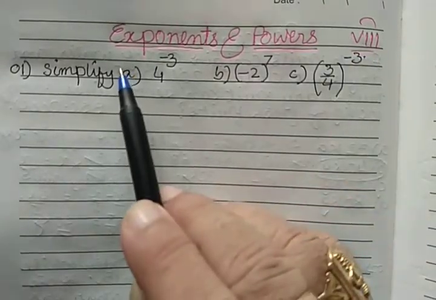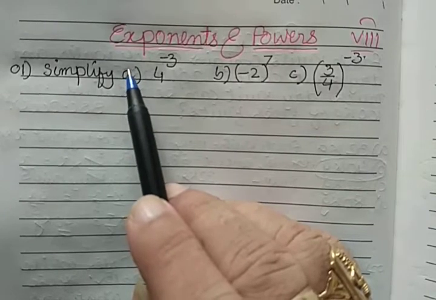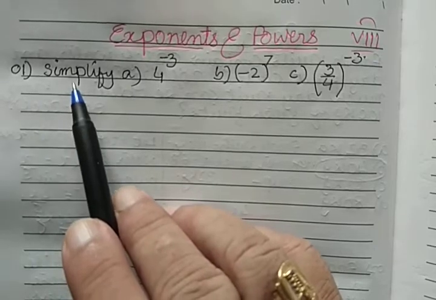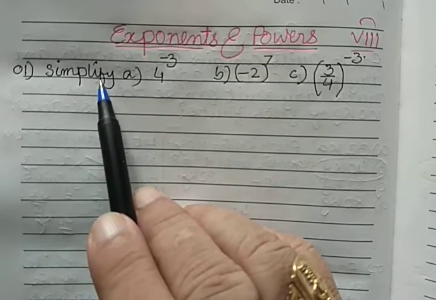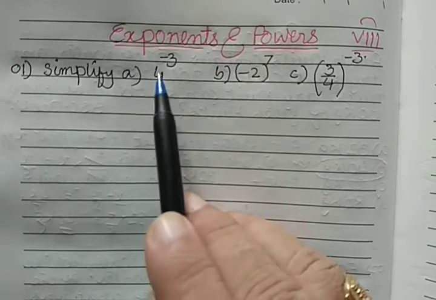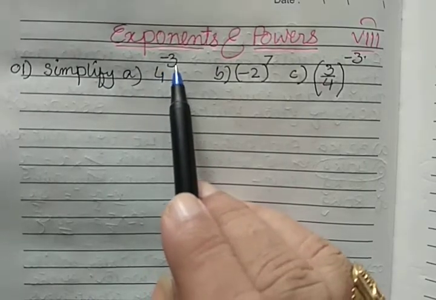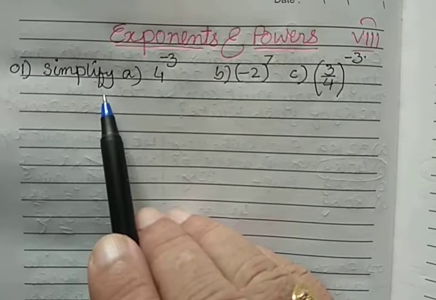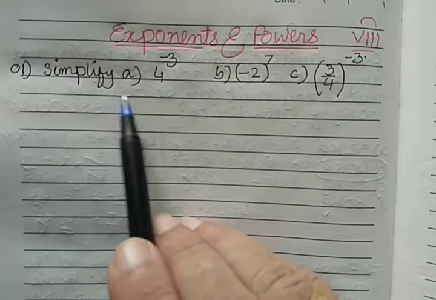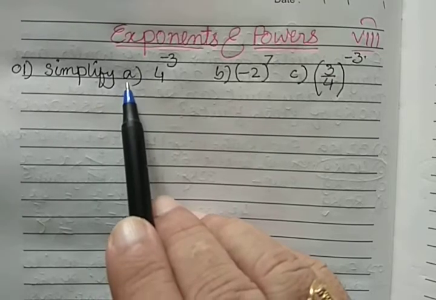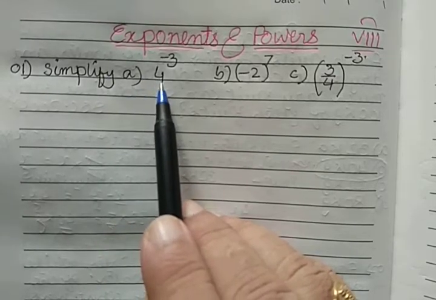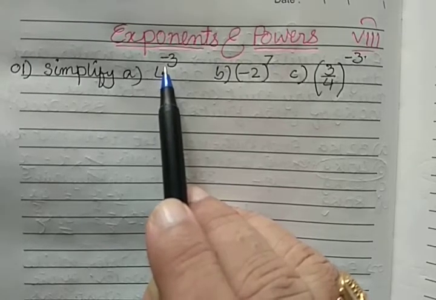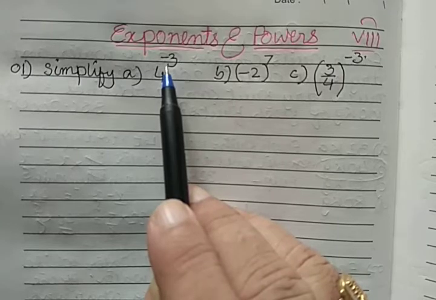So your first exercise 4.1, first sum reads like this: simplify 4 to the power of minus 3, and you have to give the reasons also. So the first sum is you have to simplify 4 to the power of minus 3.